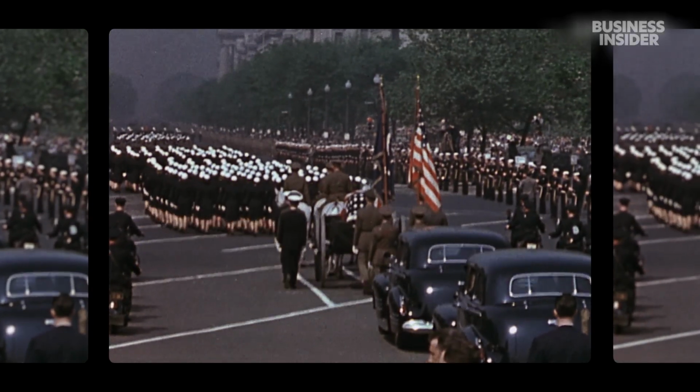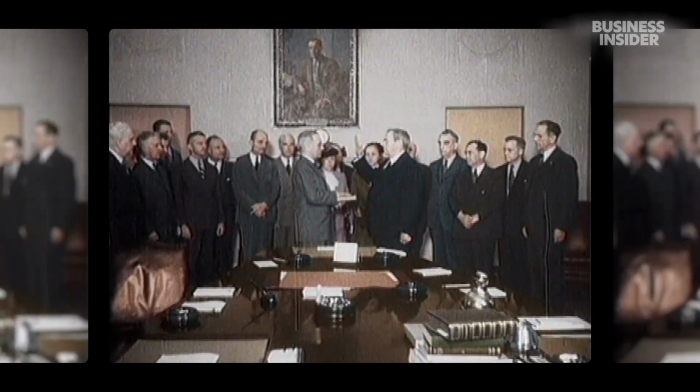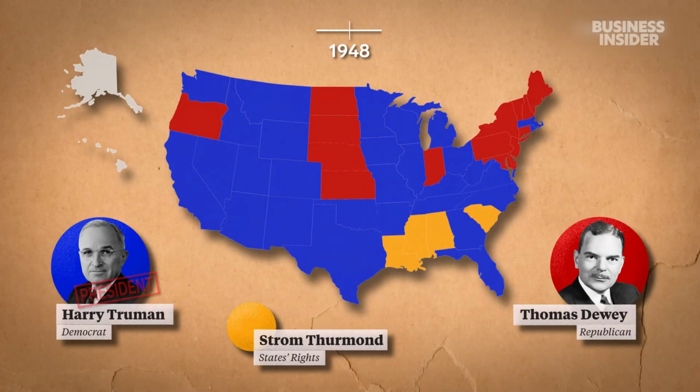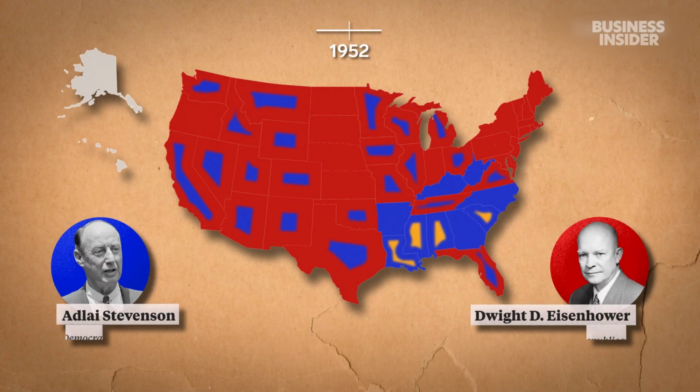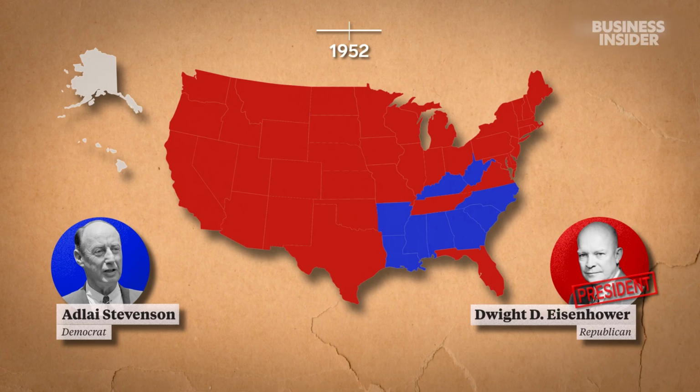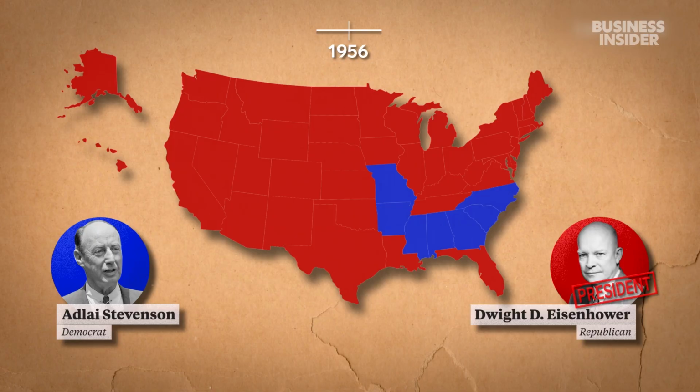FDR dies in 1945. Vice President Harry S. Truman takes over, then wins the election of 1948. If you were a Truman voter in 1948, what you thought you would be voting for is, in effect, a third stage of the New Deal. But in 1952, Republican Dwight D. Eisenhower ends 20 years of Democratic rule with 2 landslide elections in which he only loses the South.